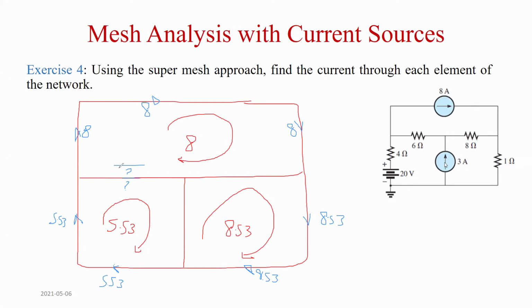Now the 8 is going this way. The 5.53 is going this way. Which one is bigger? The 8. So the 8 flow is more than the 5 flow. So what is going to win? This guy is going to win.